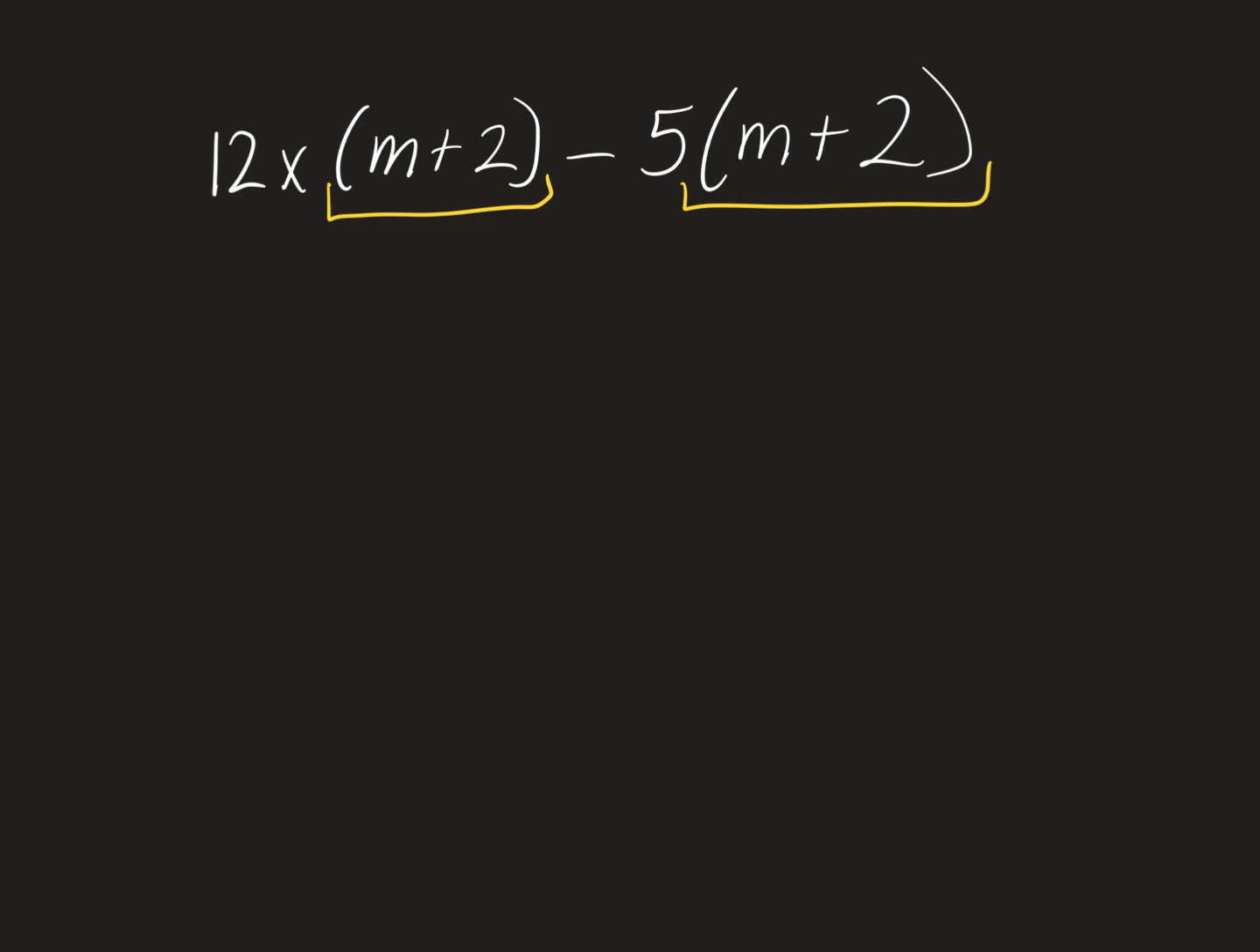I relate to you. So if it's in parentheses, the whole thing matters. It's all important. So that means m plus 2 is our greatest common factor. So we're removing the m plus 2. And then what are we left with? The 12x and the -5. 12x minus 5. Yeah, that's all. Awesome. Thanks.